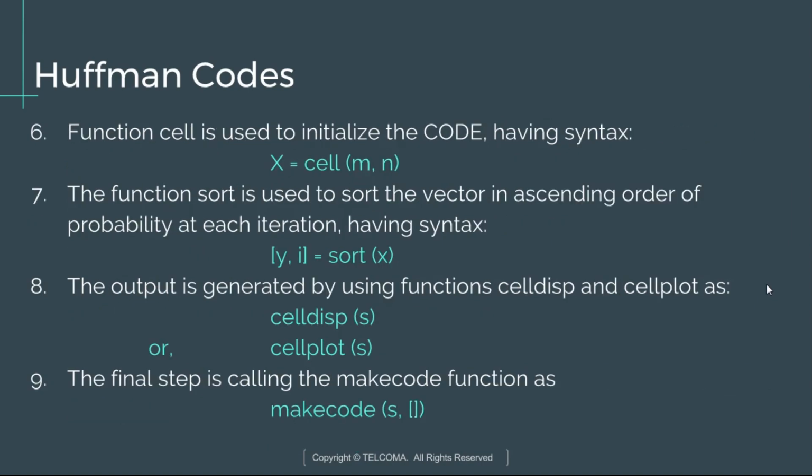The function cell is used to initialize the code, which has the syntax x equals cell m, n. The function sort is used to sort the vector in ascending order of probability at each iteration, having the syntax y, i equals sort of x. The output is generated by using the functions celldisp and cellplot as shown. The final step is calling the makeCode function as makeCode s, empty squares.